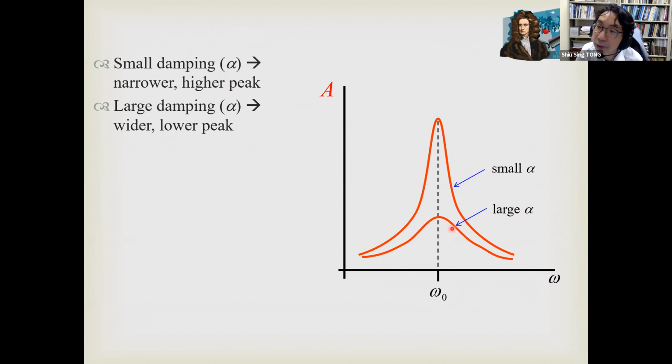Now, physically, what is the meaning? Physically, it means that if the damping is small, then the system is absorbing the energy, which is the resonance. So it oscillates to a very high amplitude. But the resonance is actually very sensitive to frequency. If I get slightly off the resonance frequency omega naught, the amplitude will decrease very rapidly.